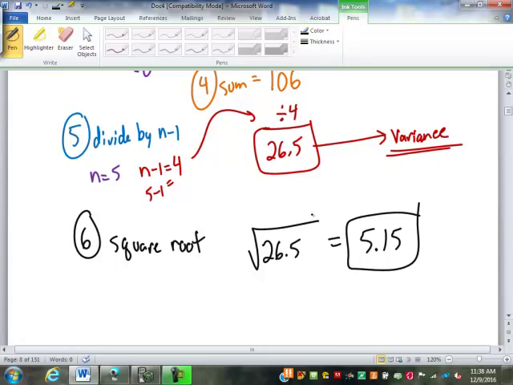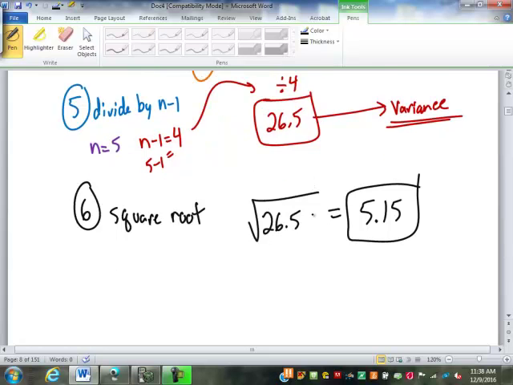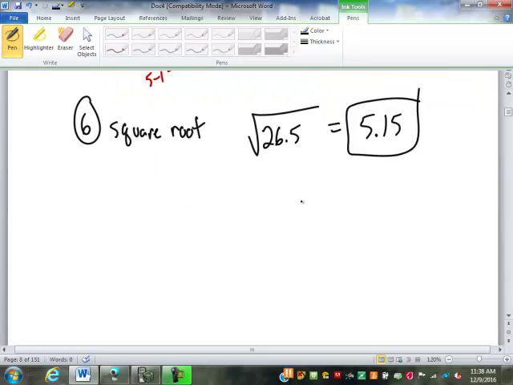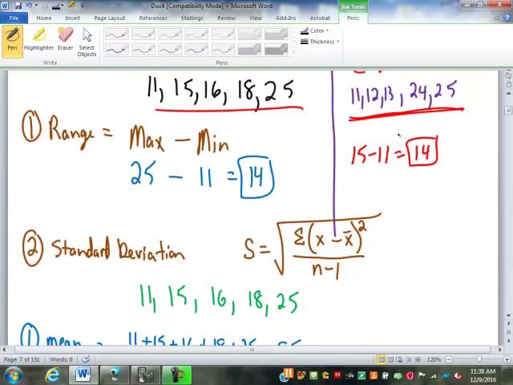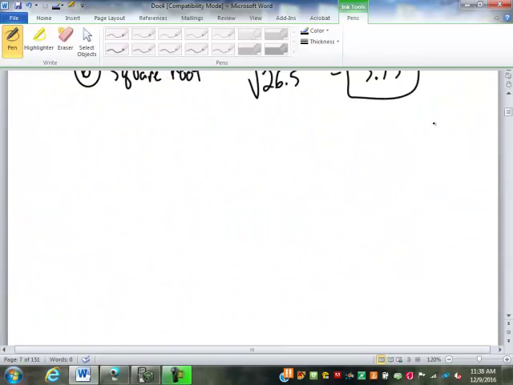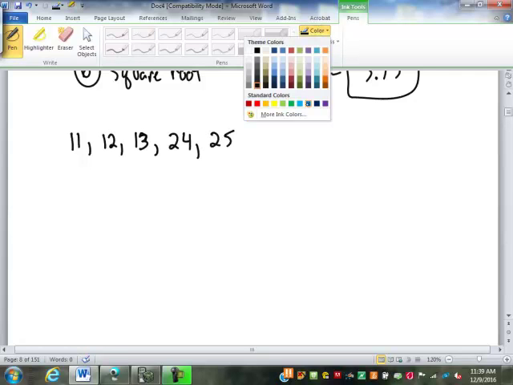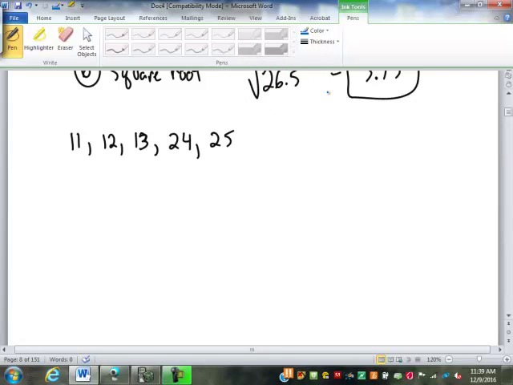Any questions? Now let's compare that to this other set. 11, 12, 13, 24, 25. We would expect to get a larger standard deviation, more spread out.